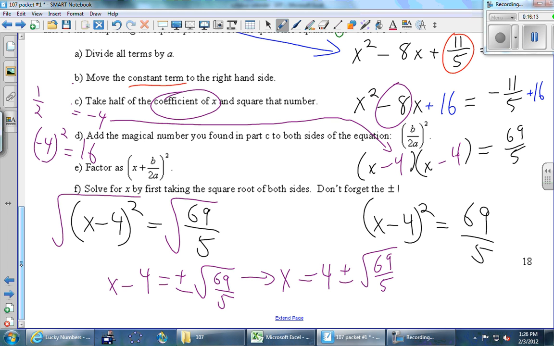If it happens that the number you get under the radical sign is a perfect square, like 9, then you get 2 nice numbers, as opposed to 2 not nice numbers. 2 rational numbers is what that would be.